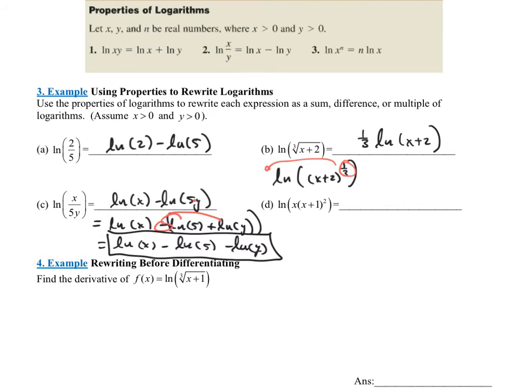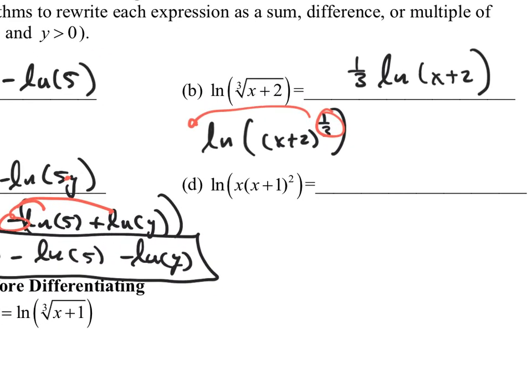All right, let's look at example D here. Example D, I see a product. I also see that we have a power that we can bring down. So I'm going to do this in a couple steps. First thing that I see is that there's a product, and remember, multiplication separates to addition. So this would be the natural log of x plus the natural log of (x + 1) quantity squared. And then again, I see that there's a square, so I can bring it down in front. So this would be the natural log of x plus 2 times the natural log of (x + 1).